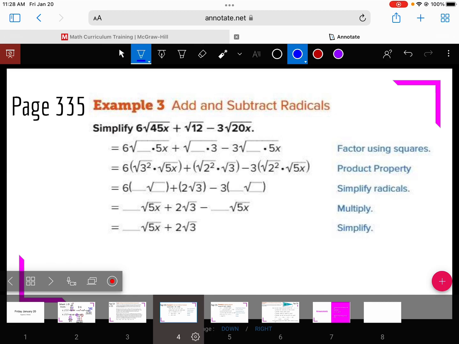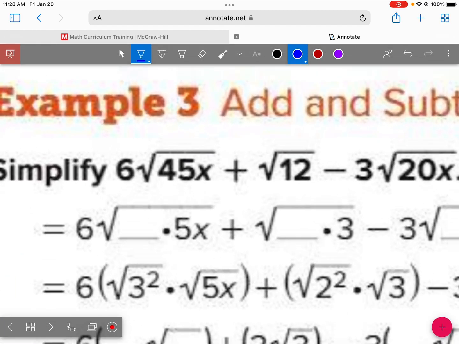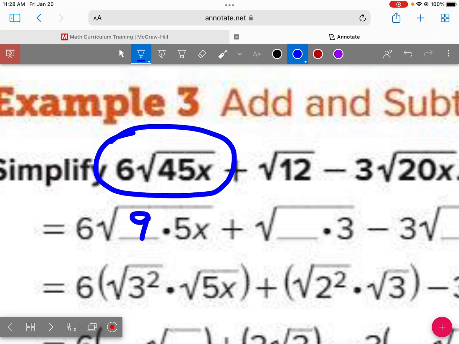First thing we need to do is fully simplify each term. So I'm looking at this one right here. I'm going to leave the 6 out in front alone for right now. And then they're breaking down that 45x. They broke it down into something times 5x. What times 5x would give me 45x? Yep. So 9 times 5x.